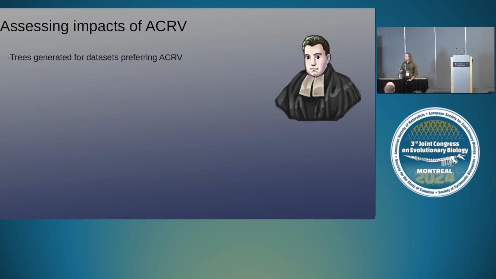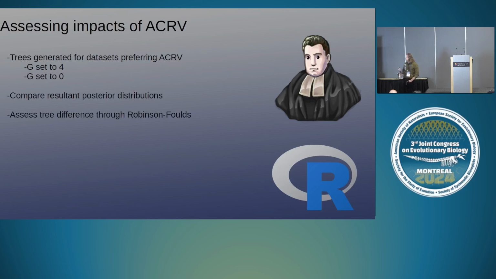And to assess some of the effects of this and what's actually going on, we took the trees that we found to have preferred finding variation in the data, and we reran them setting G to 4 and G to 0, to see what happens if we don't account for variation that we expect to find in the data sets. We compared the resulting posterior distributions in R, and we looked at things like Robinson-Foulds distance to see how the actual trees differ from one another.